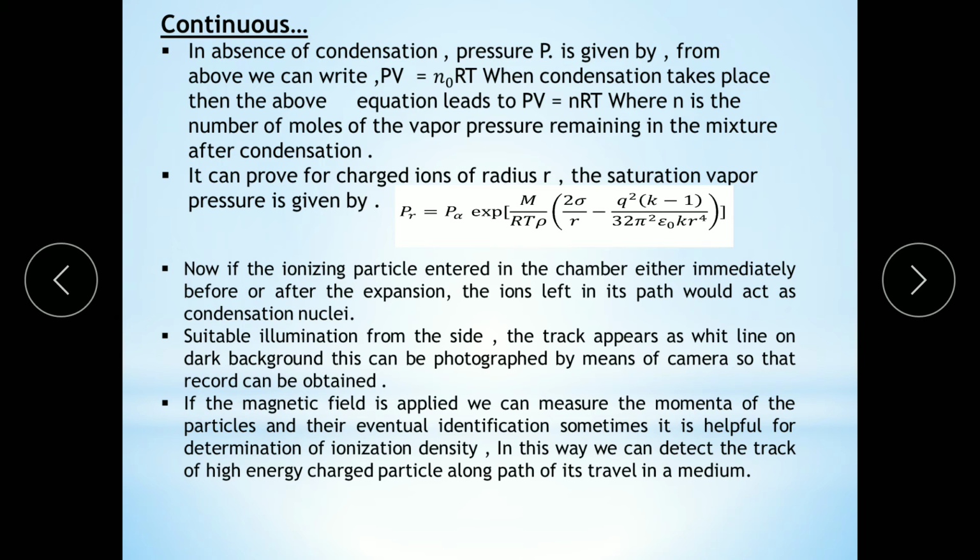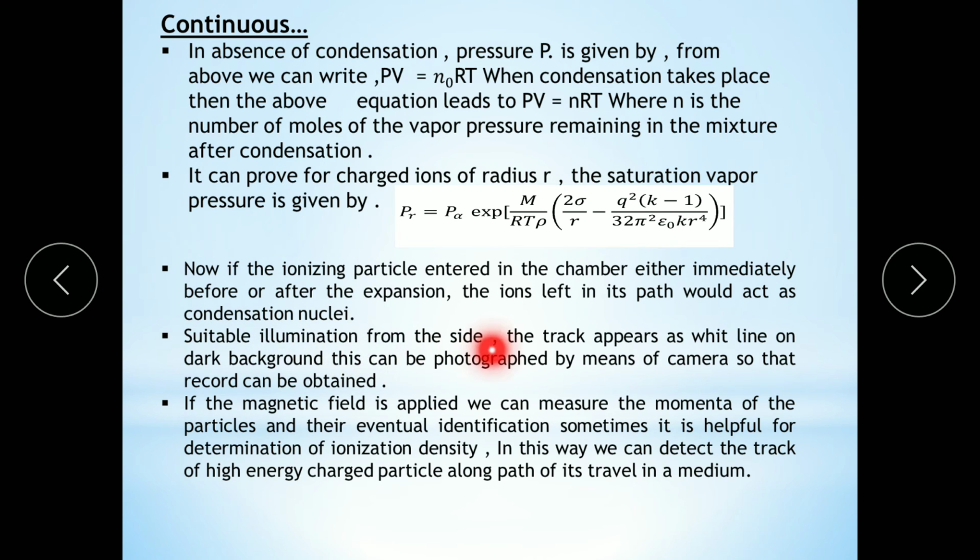Now, it can be proved for charged ions of radius r, the saturation vapor pressure for those charged ions can be given by this formula. Now, if an ionizing particle enters the chamber, either immediately before or after the expansion, the ions left in its path would act as condensation nuclei. Means when the piston is withdrawn and there is an expansion, the ions left in its path act like condensation nuclei.